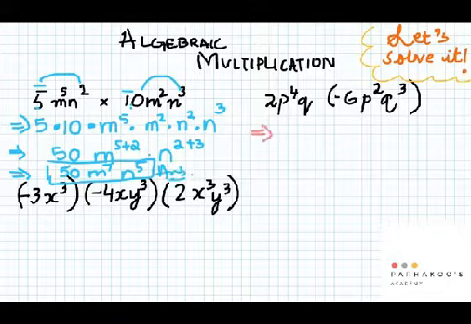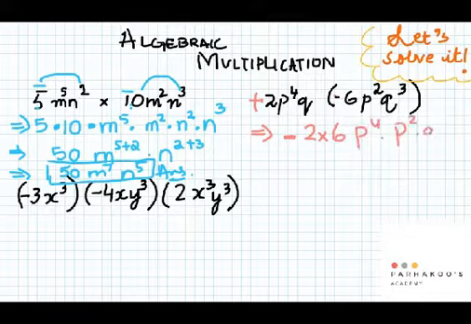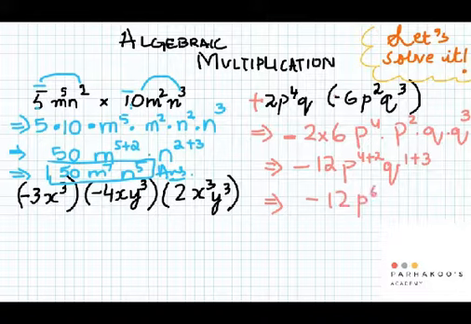Here we have 2p to the 4 q minus 6p squared q cubed. Here we have nothing, so we have plus. So plus minus is minus, and we can either open it or do it directly. So 6 into 2, p to the 4 into p squared, q cubed. So it's minus 12 p to the 4 plus 2, q to the 1 plus 3, minus 12 p to the 6 q to the 4. So here we go.